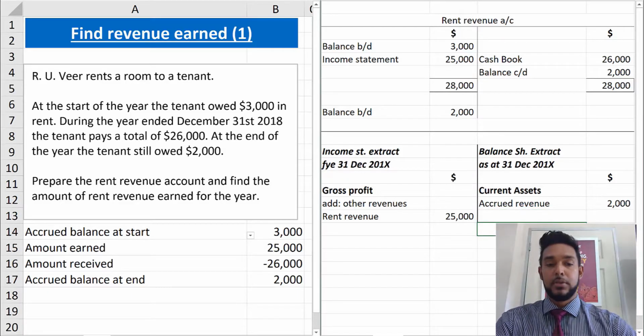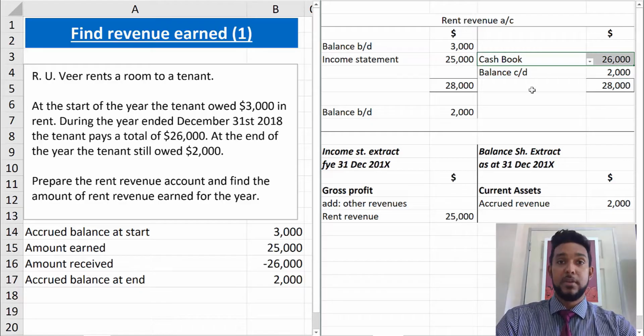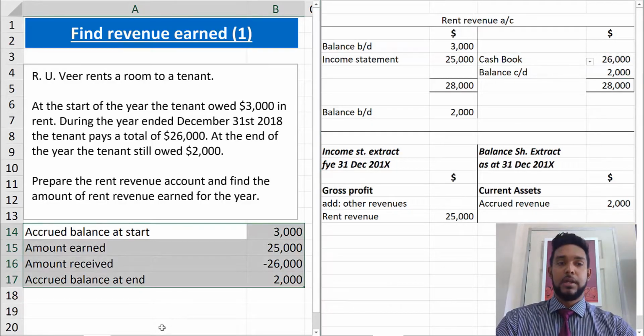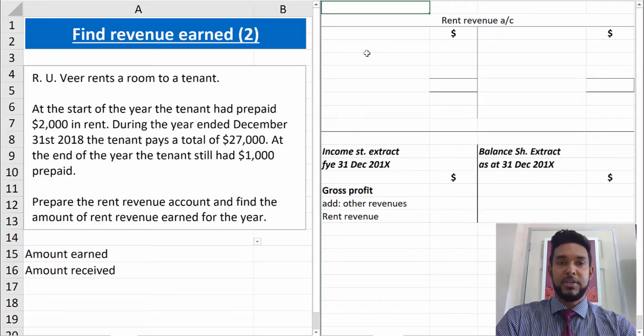All right, so that's example one of when we had to find the income statement figure given opening balance, closing balance, and amount received. So let's take a look now at another example with prepayments. All right, so let's just clear out this sheet so we have a fresh space with which to work. Okay, so rents a room to a tenant, so there's no figure for rent revenue. Okay, start of the year, the tenant had prepaid $2,000.